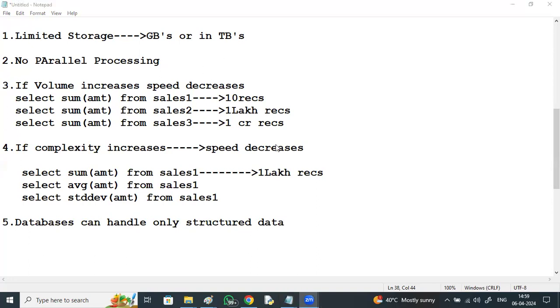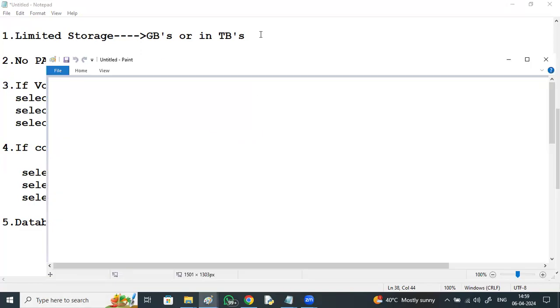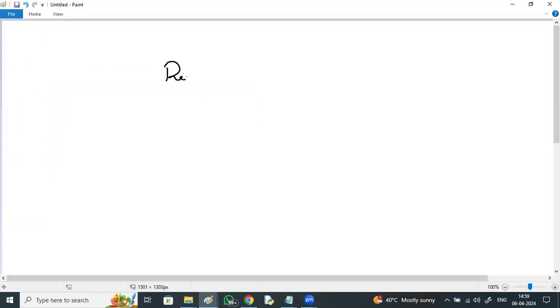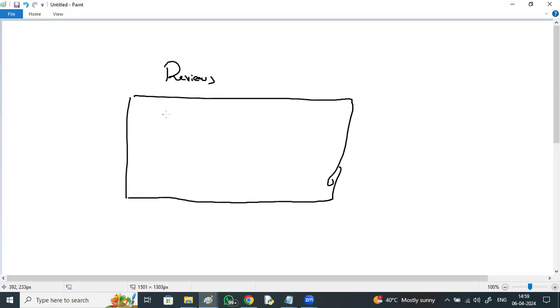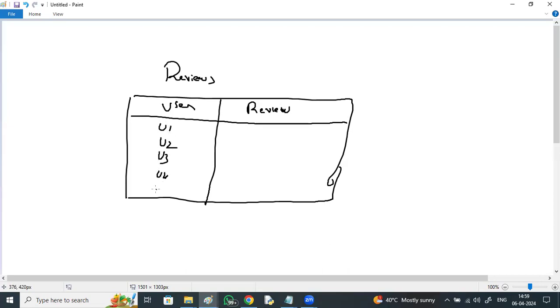Yes. For example, if I'm taking reviews for a particular movie, with user and review, user 1, user 2, user 3, user 4, up to user 100, so 100 users. The first person says the movie is good, the second says the movie is bad, the third says the movie is good. They're giving feedback in the form of ones and zeros.